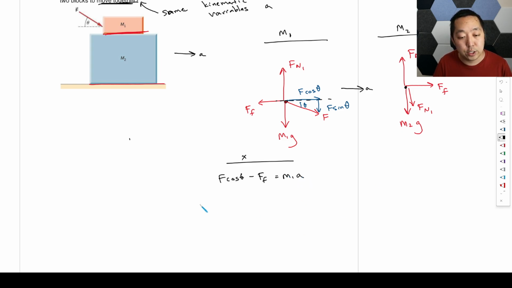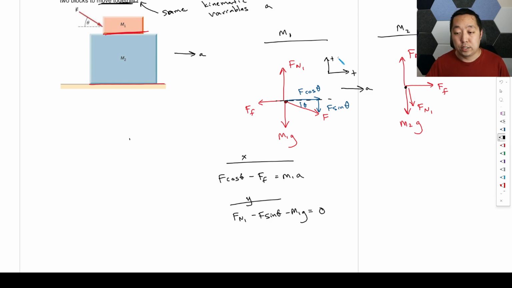And in the y direction, we're going to have FN1 pointing up, we're going to have F sine theta pointing down, and we're going to have M1g pointing down, and that's equal to 0, because the acceleration is not in the vertical direction, only in the horizontal. This is me assuming right was positive, and up was positive.